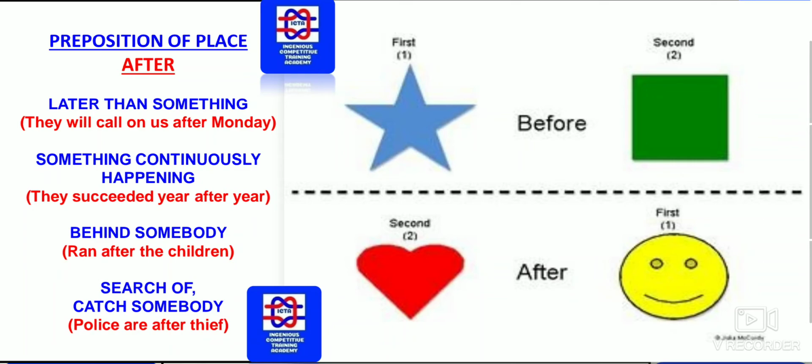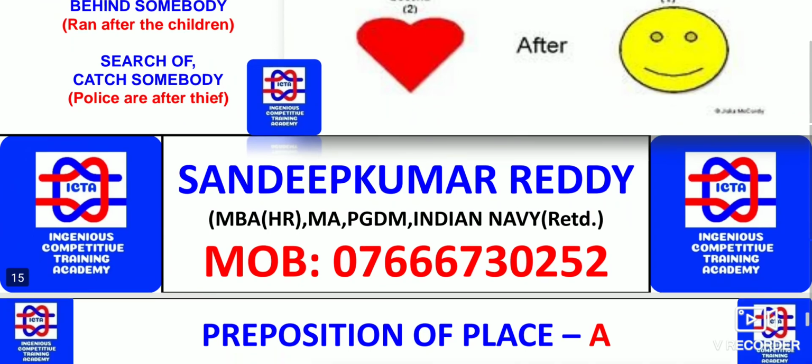Something continuously happening: they succeeded year after year, which is continuously happening. Behind somebody: ran after the children. So it is after, ran after the children, it's behind somebody. Search of, catch somebody: police are after the thief, because here they are in search of catching somebody. So this is how exactly after can be used.